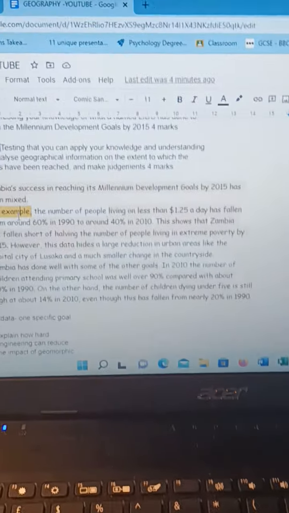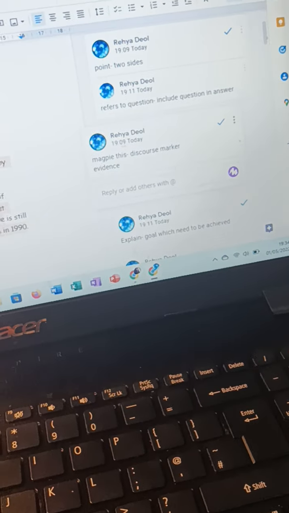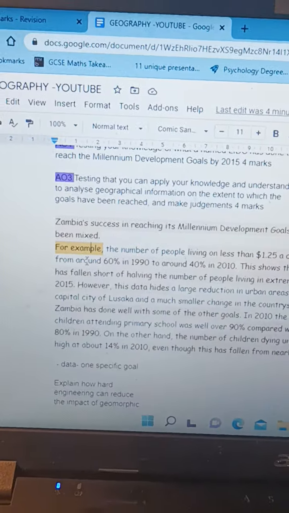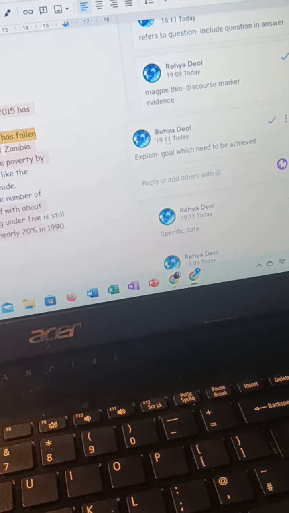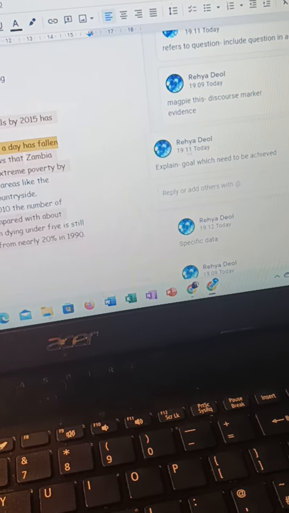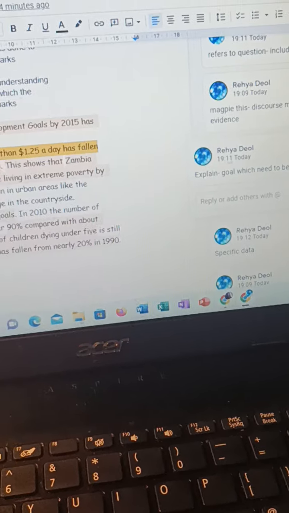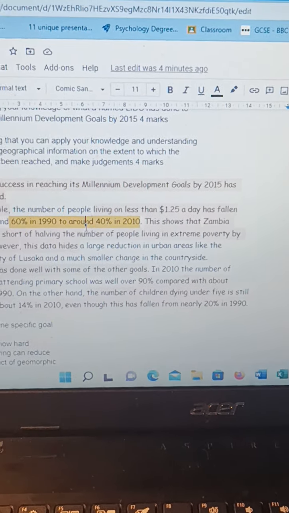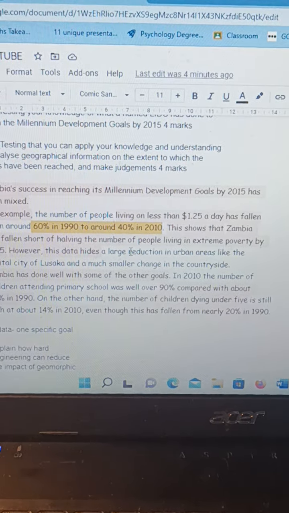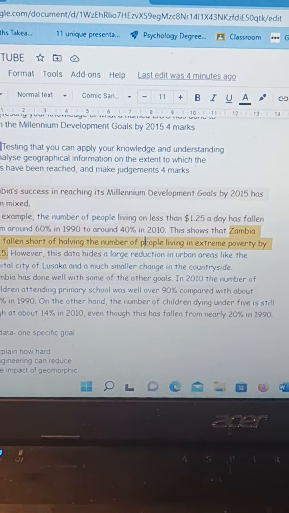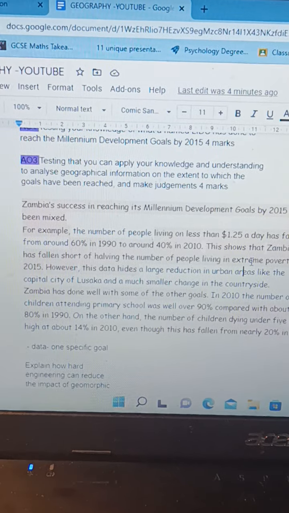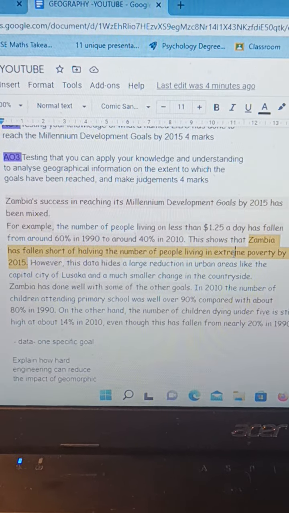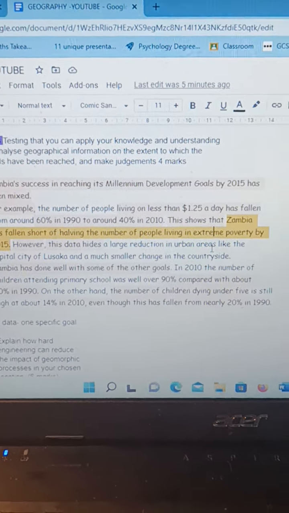Right. So now you could possibly magpie this, for example. It's basically just a discourse marker which could show the evidence, and then they've explained the fact that there's a goal which needs to be achieved. They've included specific data, which shows that you can magpie that. Zambia has fallen short of halving the number of people in extreme poverty by 2015.